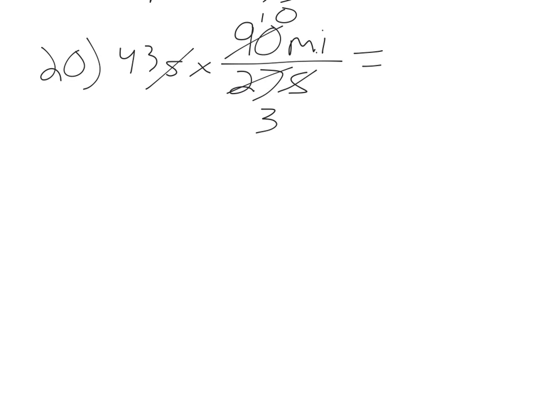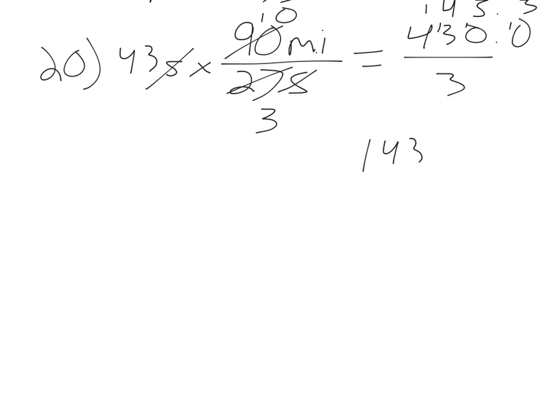43 on top times 10 is 430 over 3. 3 goes into 4 one time, remainder 1. 3 goes into 13 4 times, remainder 1. 3 goes into 10 3 times, remainder 1. And you can see that this is going to be a repeating decimal. So I should get an answer of 143.3. That's going to keep going. And miles is the unit that I will wind up with. Okay. So that's number 20.